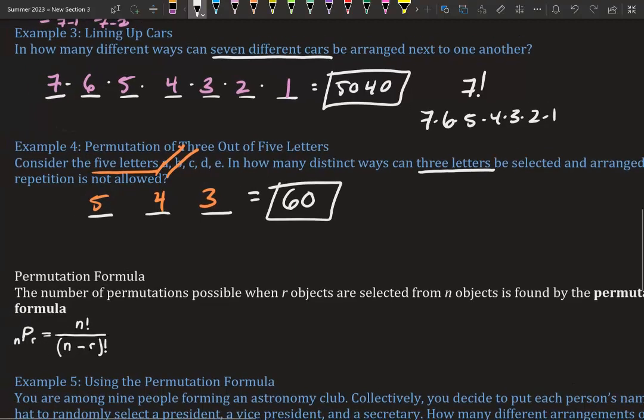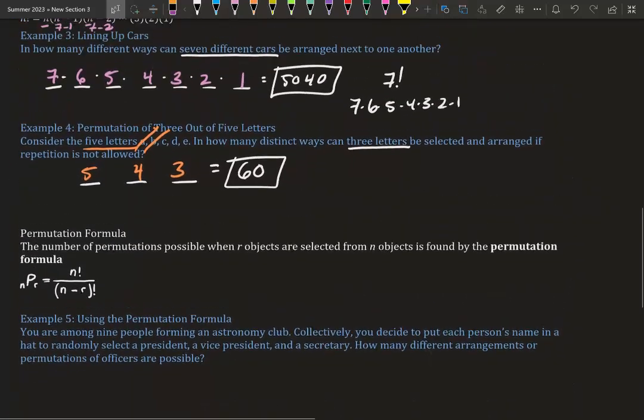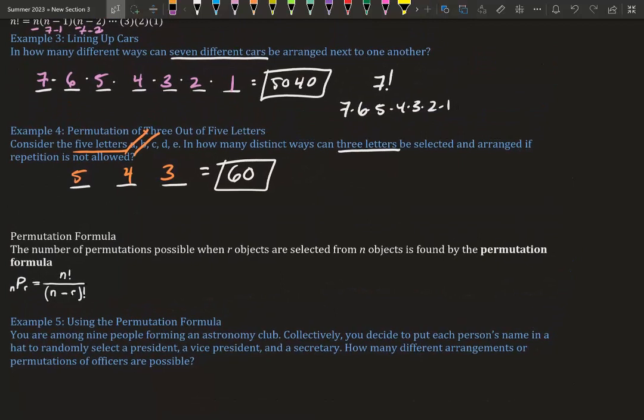Now, the difference between example 3 and example 4: example 3 isn't saying you have this many, choose this many. It's just saying you have 7 cars, throw them in their parking spots. Nothing specific. In example 4, it actually got specific. It says, I only want 3 out of the 5 letters, and repetition is not permitted. You're going to see how example 3 and 4 actually set up our permutation formula. So combining example 3 and 4 actually helps us find permutations, which is example 5.